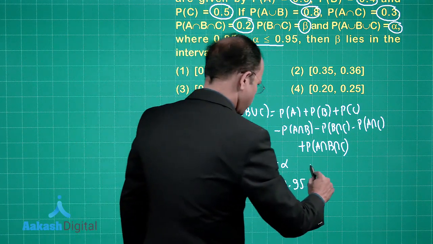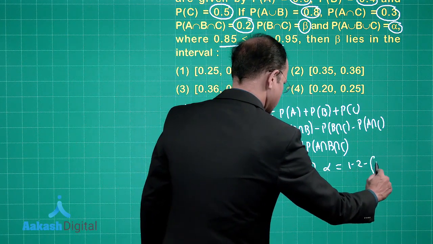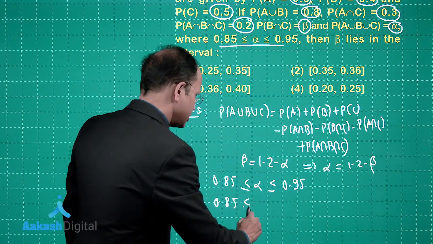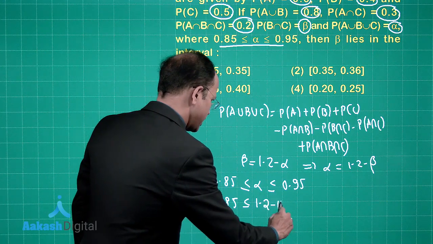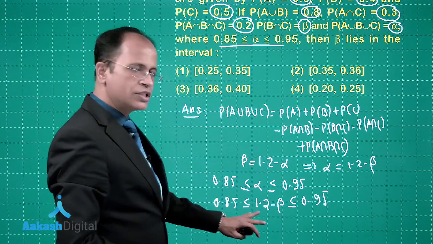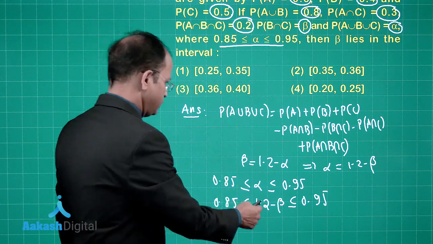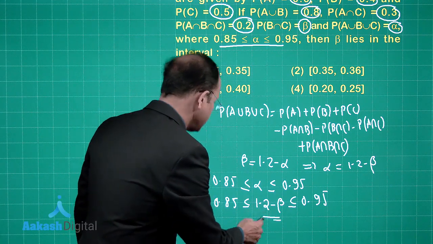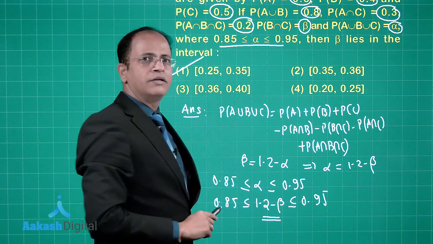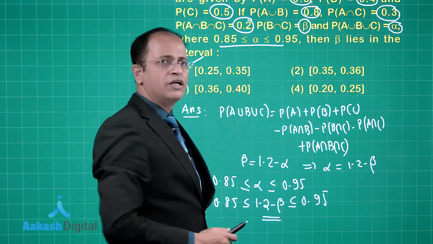So what is alpha? Alpha is nothing but we can write it as 1.2 minus beta. So we can just substitute here 0.85 less than or equal to 1.2 minus beta less than or equal to 0.95. So that means we can just find the value of beta in this case. And what is beta? The range of beta. If we just find out the range of beta, we get beta belonging to the first option in this case, right? Which is nothing but 0.25 to 0.35 closed interval.